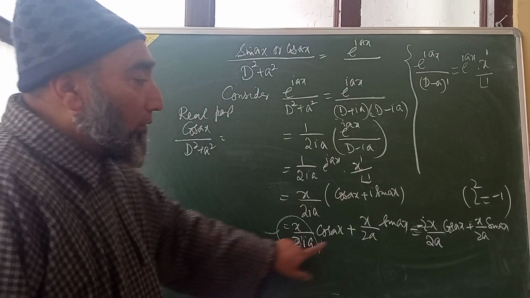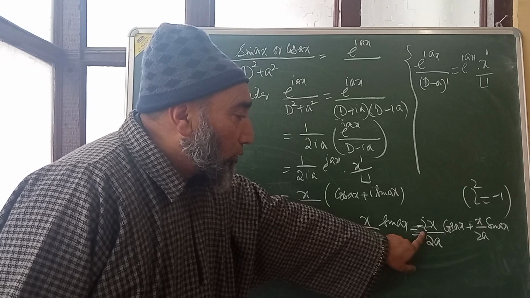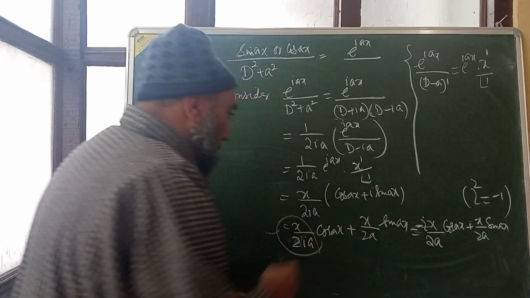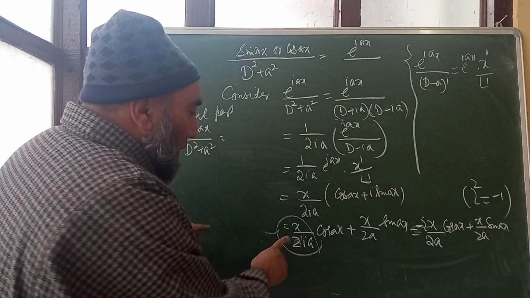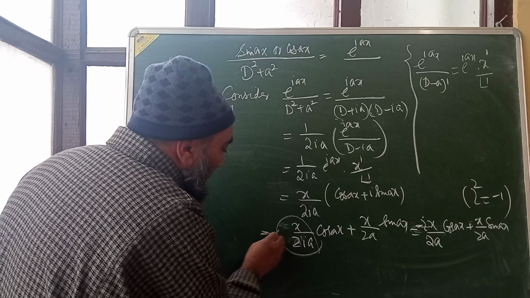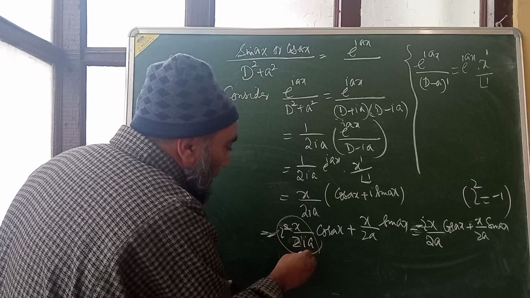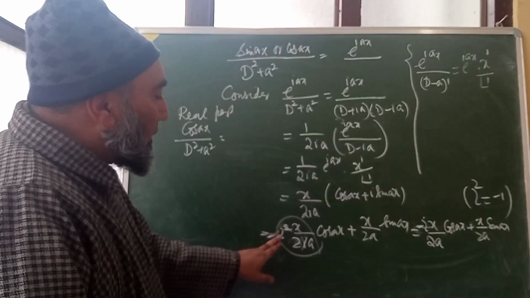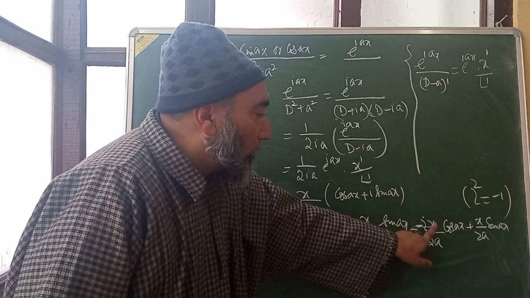Let me explain it again. Why does minus iota come here? This is 1 by 2 iota. I have written it as minus iota square. Iota iota cancels out. This is minus iota x by 2a.